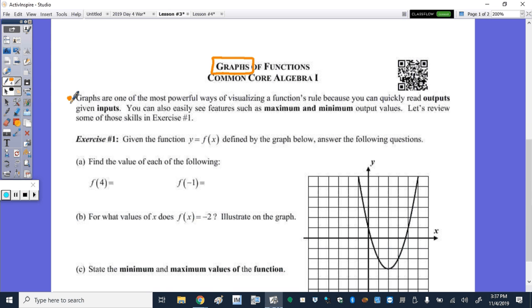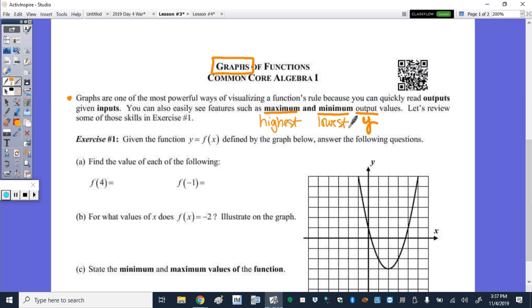Okay. It says graphs are one of the most powerful ways of visualizing a function's rule because you can quickly read the outputs given the inputs. You can also easily see features such as maximum and minimum output values. So let's underline maximum, minimum, and output values. Remember, your output values are your y's. The maximum point, I'm going to change the thickness on my pen, the maximum is the highest point on the curve, where the minimum point is the lowest.